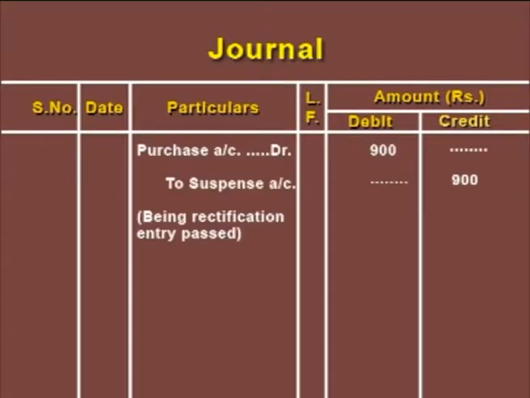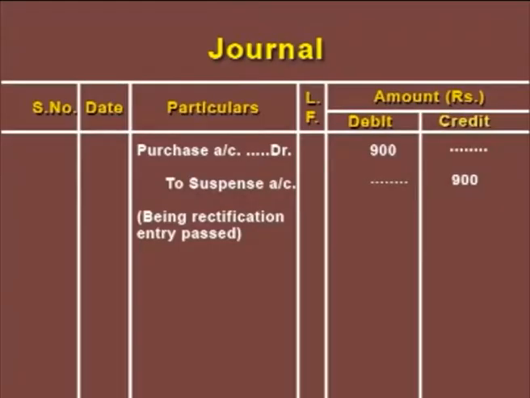So, our rectification entry is expected to increase the total amount of purchase account by rupees 900. As the basic nature of purchase account is debit, so you are required to debit the purchase account in the rectification entry. As only one account is affected by this error and a minimum of two accounts are required to pass a journal entry, the other account will be suspense account. So, the connected rectification entry will be: purchase account will be debited for rupees 900 and suspense account will be credited for rupees 900. That means, purchase account debit to suspense account.